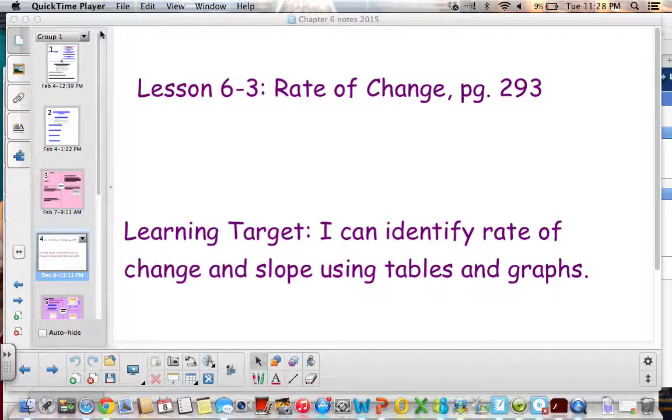Hi, 6th graders. We're on lesson 6.3, which is rate of change, and it's on page 293 in your textbook. So make sure you find your next open spot in your notebook, and on the very top, label your page correctly.